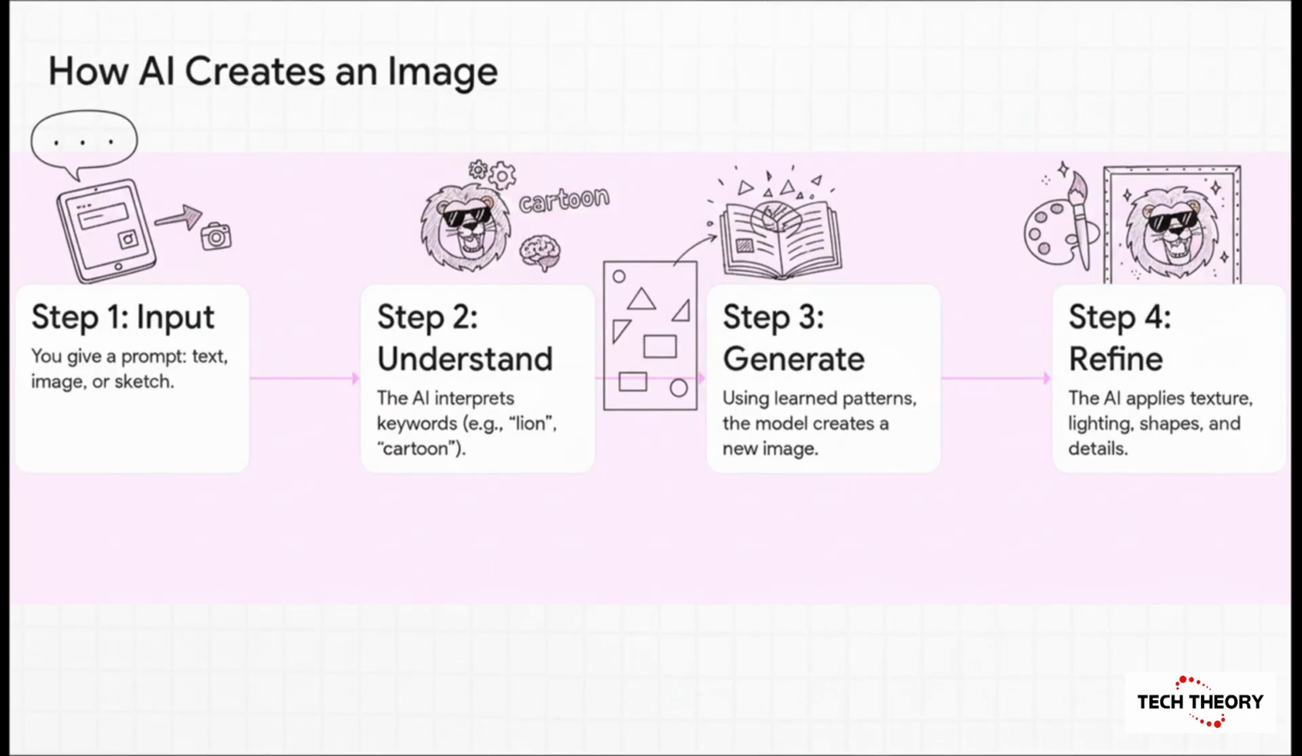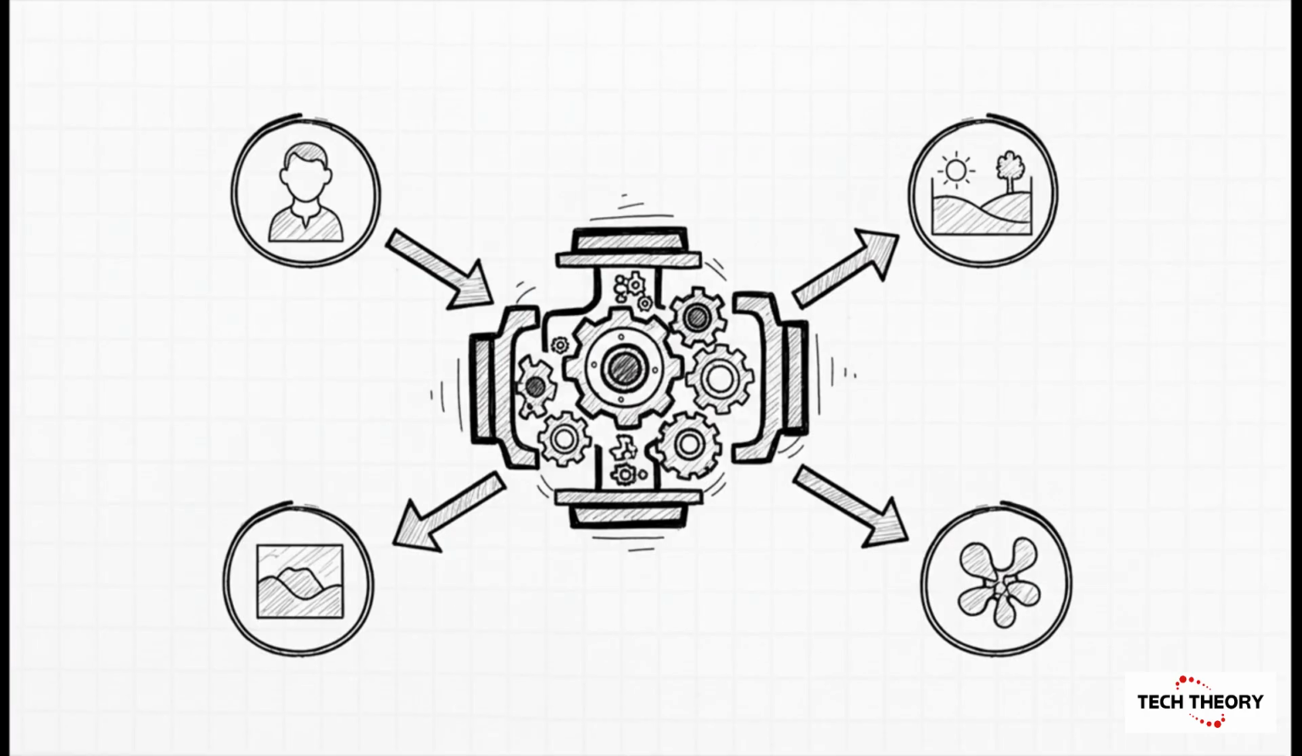The whole thing really boils down to 4 pretty simple steps. First, there's your input. Then the AI has to understand the key pieces: lion, sunglasses, cartoon. After that, it starts generating a brand new image based on all the patterns it's learned. And finally, it refines that image, adding all the little details like textures, lighting, and shapes to really make it pop.